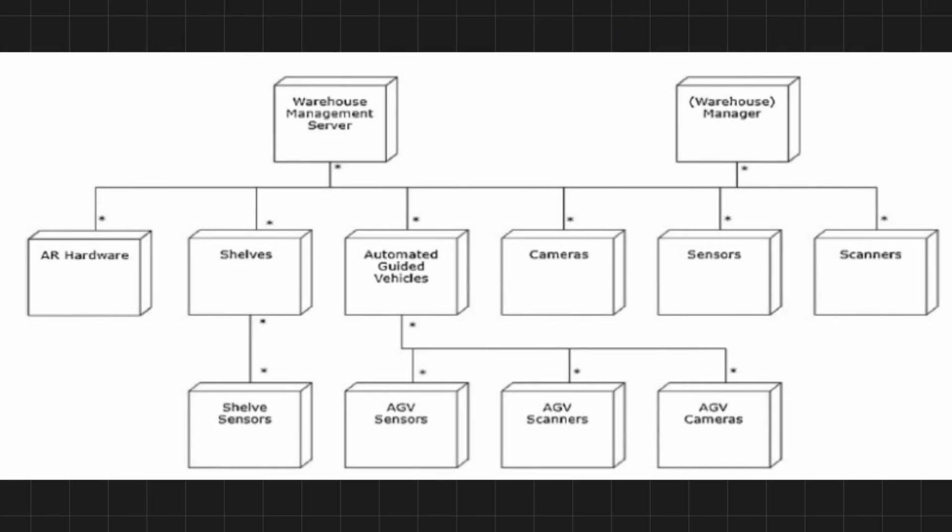Finally, in the deployment view, the mapping of software modules to their corresponding hardware components is illustrated. The data processing module is deployed on both the warehouse management server and warehouse manager nodes, which serve as the central hubs for managing operations and analytics. Additional nodes are dedicated to cameras, sensors, scanners, and augmented reality hardware.